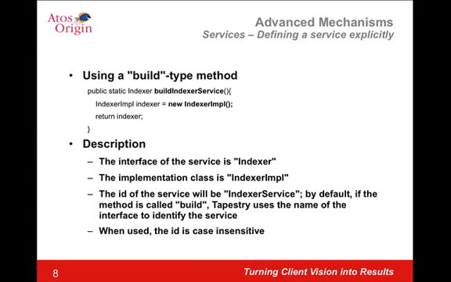We will now define our service in the IOC module class of your application. The first way is to use a naming convention. In this example, we define a service, Indexer, with its IndexerImpl implementation. We just have to create a method, buildIndexerService. IndexerService will be the ID of your service. This method will return an object of the same type as your service interface. Then, just create an instance of your service.